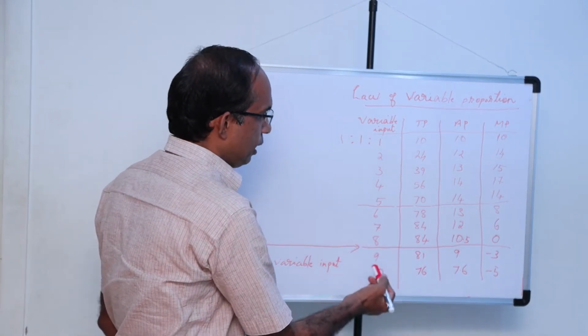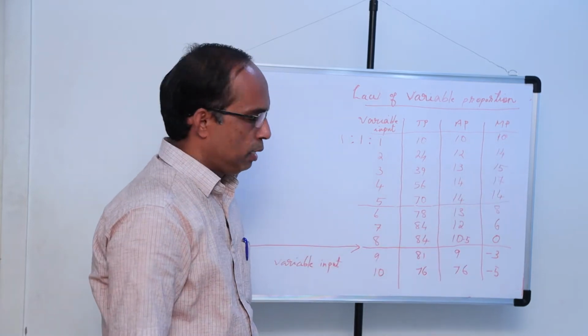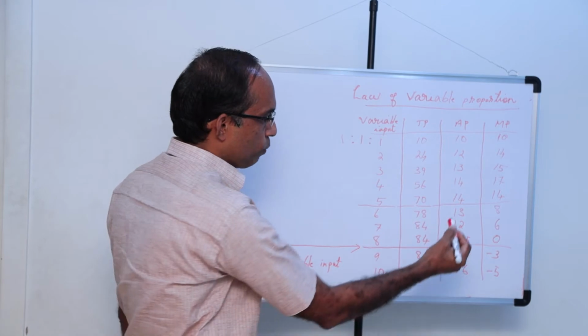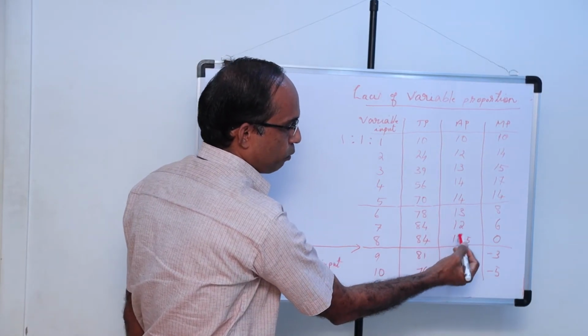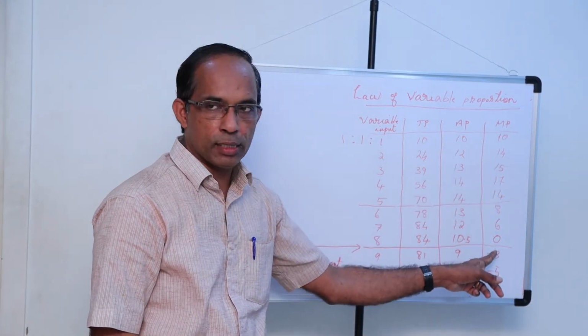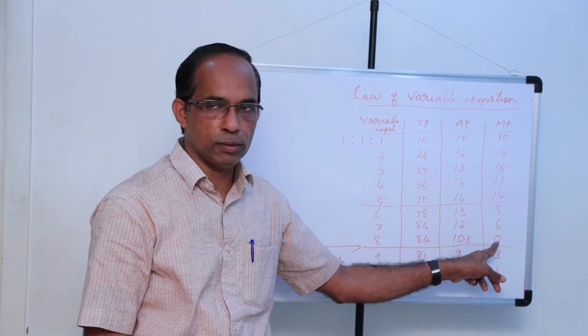Then in the second stage, how do AP and MP behave? What happens to average product? Average product decreases: 13, 12, 10.5, etc. Then what happens to marginal product? Marginal product is also decreasing and reaches 0.